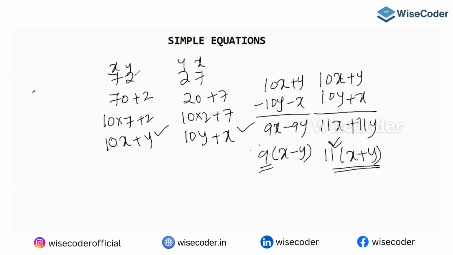Okay, if I add a two digit number and its reversed number, it is a multiple of 11. So that will become 11 times (x plus y). If I subtract a two digit number and its reversed number, it is definitely a multiple of 9.